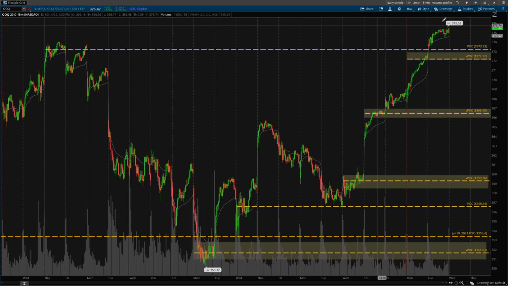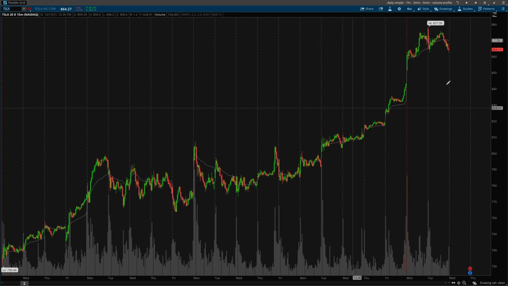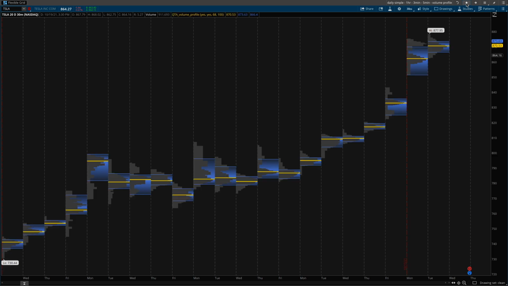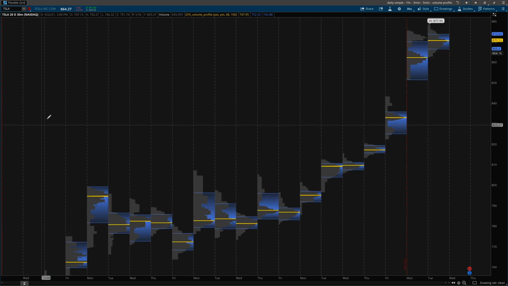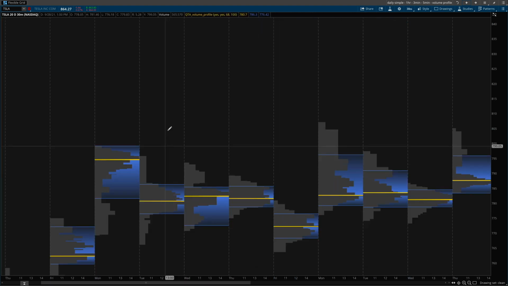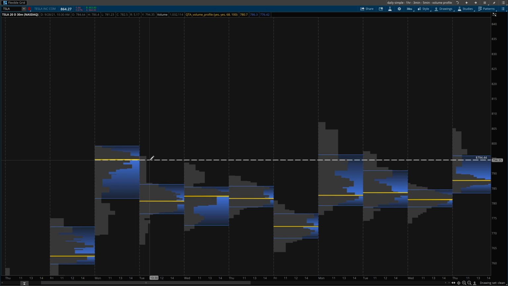So moving right along, let's jump to Tesla. And here we have a clean chart. To make some sense of this, let's turn off all the candlesticks again, and now we have this chart. If we jump back in time and take this method, we'll draw this point of control right here.